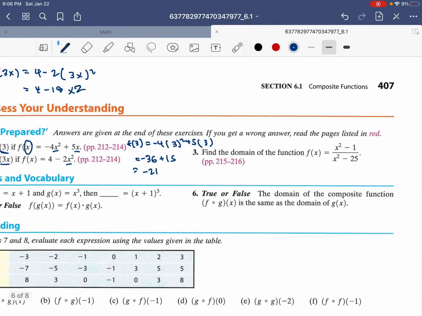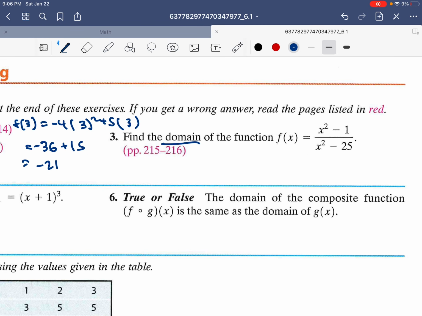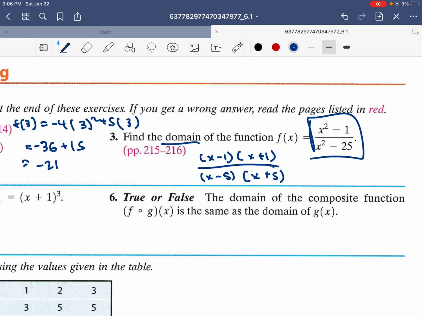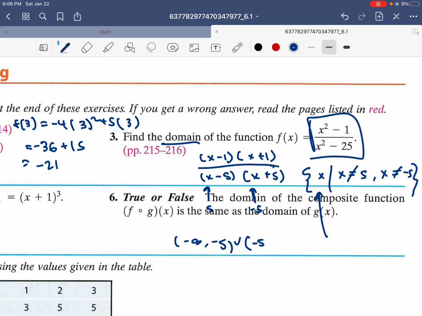Okay, and then for 3, find the domain of this function. So for this, we can factor it out to get this, and we know the bottom can't equal 0. So x cannot be 5, and x cannot be negative 5. So our solution set would be x cannot equal 5, and x cannot equal negative 5. And this x is our variable representing our domain. And if you wanted to write it in interval notation, it would be written like this. So x cannot equal negative 5, x cannot equal 5.